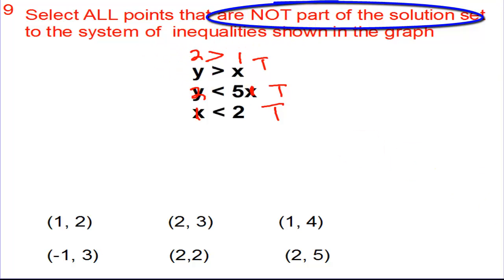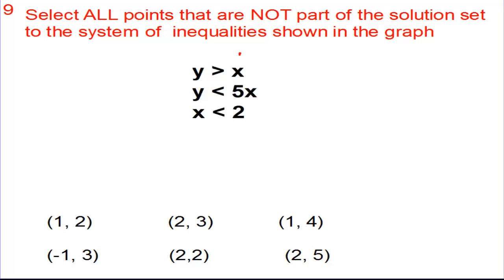Okay, next. Let's plug in (2, 3). Again, this is my x and this is our y. So, is 3 greater than 2? Alright, that's correct. Is 3 less than 5 times 2, which is 10? Yes, 3 is less than 10, so this is correct also. Is 2 less than 2? So this one is false. So we are going to say that (2, 3) is not a solution.